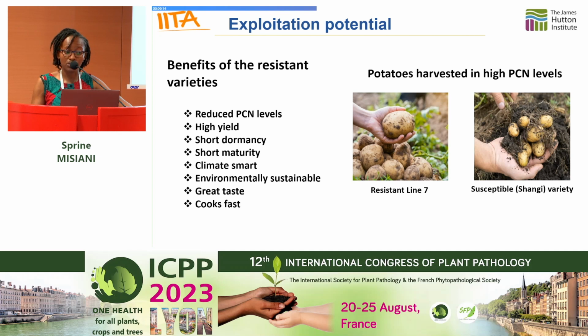So with that in mind, a small recap of the different potato varieties: we can see that the PCN levels are being reduced, we are having higher yields, they have a short dormancy, and they have a great taste and they cook quite fast. And from the pictures you're seeing, when you compare Shangi and the resistant varieties, definitely you'll go for the resistant varieties. It's actually big and nice.